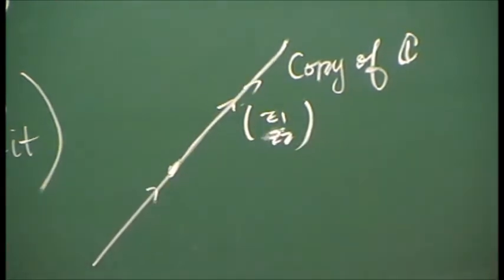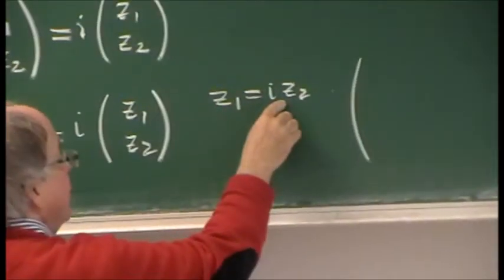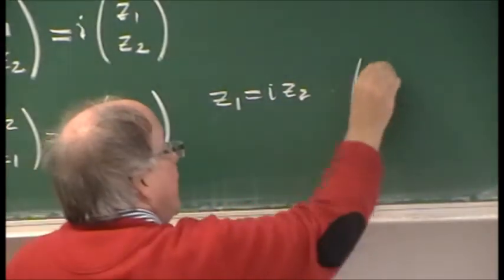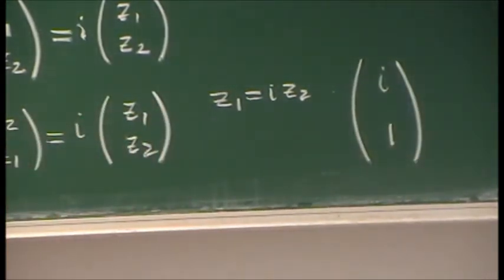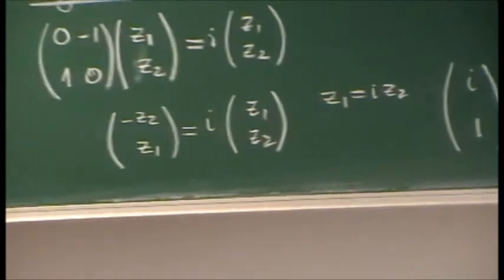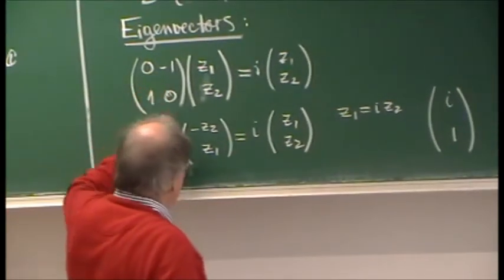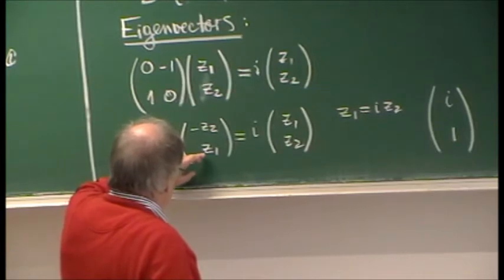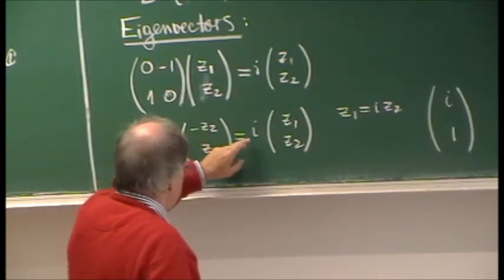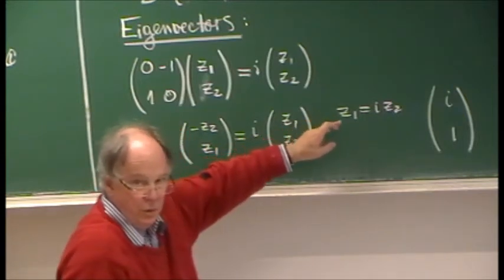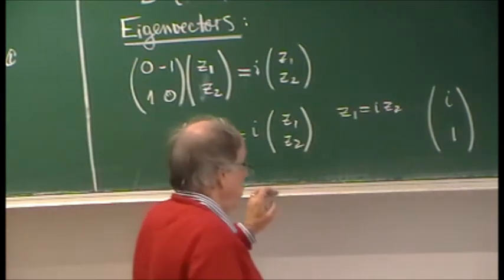So, okay, now let me see, what would be a good one here? z1 equals i times z2. Well, it's not very hard. Let me write (i, 1). I hope that works. Can we check it? Is it okay? z1 equals i z2, and the other way around would be minus z2 equals i z1, but that works. Yeah, right? Because I multiply through by i, it's okay. So this is one eigenvector.